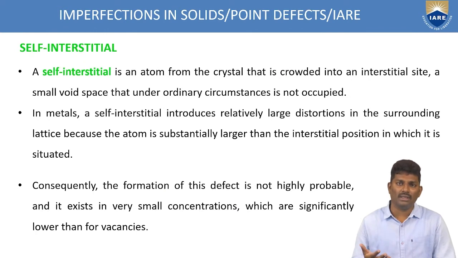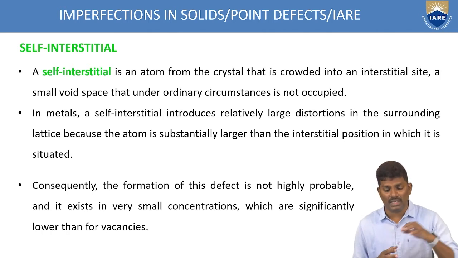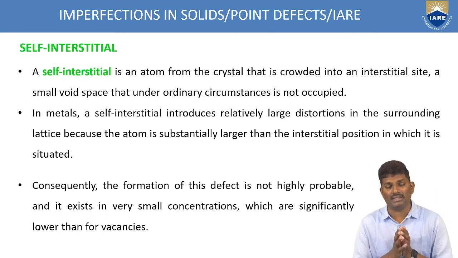Now, after discussing point defects, vacancy is nothing but one atom moving from its position and creating a vacancy. Now what is a self-interstitial? A self-interstitial is an atom from the structure that is crowded into an interstitial site. That means this vacant atom is moving to another place, and that's why it is being crowded into the interstitial site.